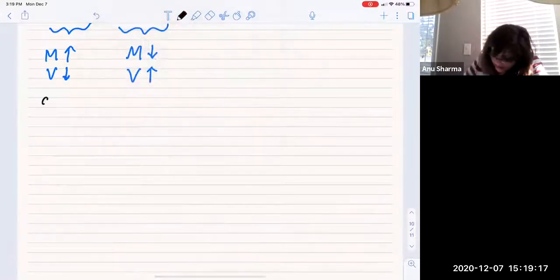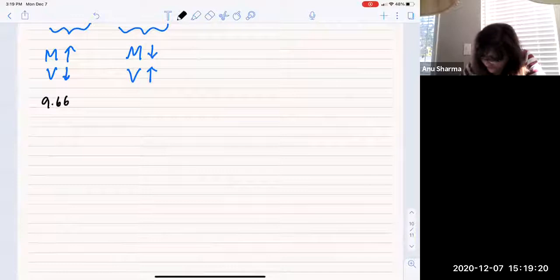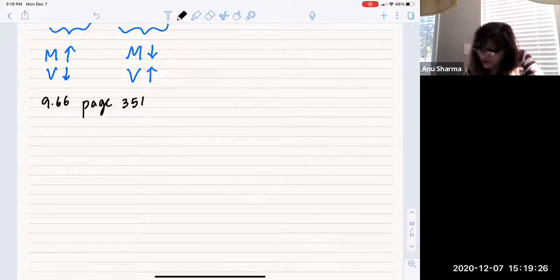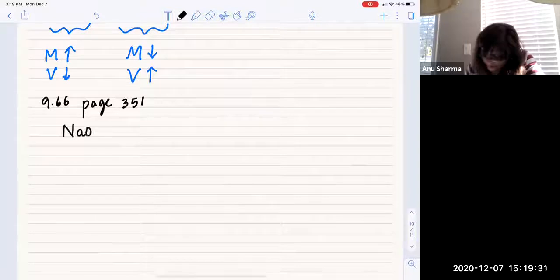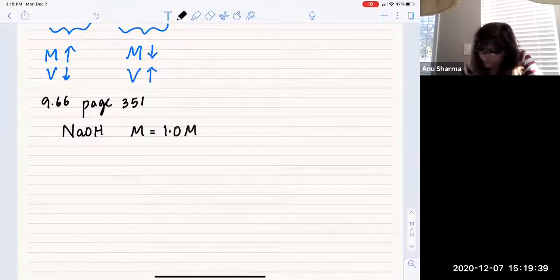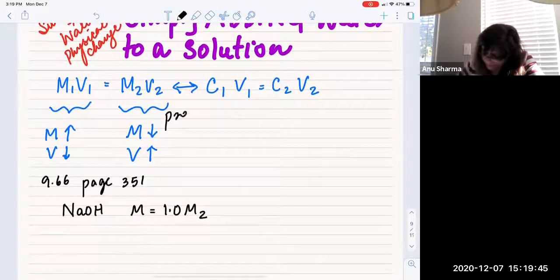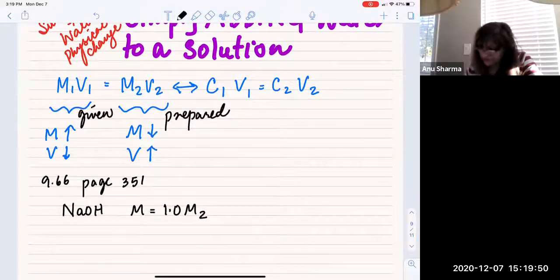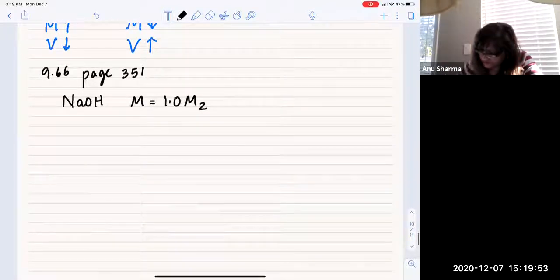Okay, all right, now let's look at this 9.66 problem. This is 9.66 and this is on page 351. Okay, here you are given, let me first write down here. NaOH solution, we are talking about NaOH. So write down NaOH, 1 molar. So molarity is given, 1.0 molar. Solution is prepared. Okay, so that is M2. So just keep in mind that this is prepared and this one is given. So this is another way of looking at it.